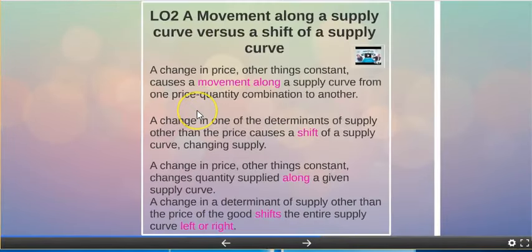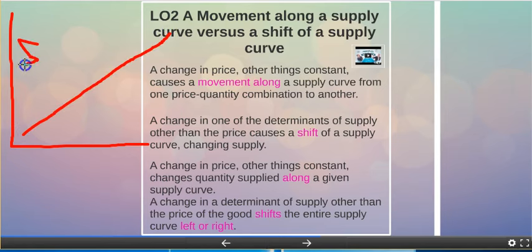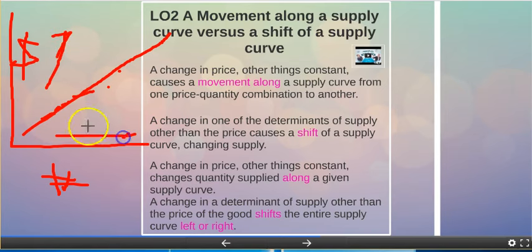There we go. A change in price, other things constant, causes movement along a supply curve from one price quantity combination to another. So if I draw a curve, got price here, quantity there. So if price changes, I'm not very good at drawing those. If price changes, we're going to move up and down the curve. So as price goes up, our quantity goes up. We're moving up and down the same curve.